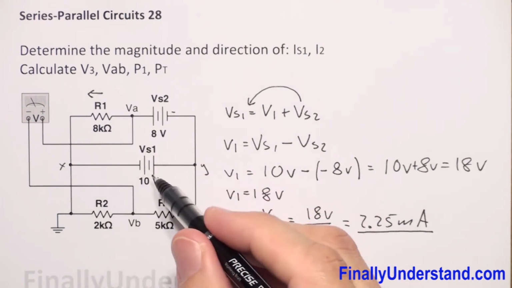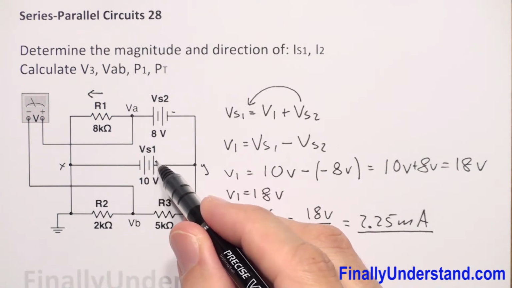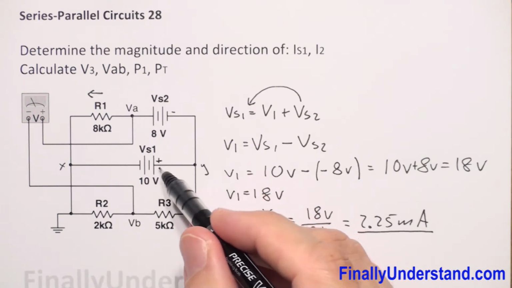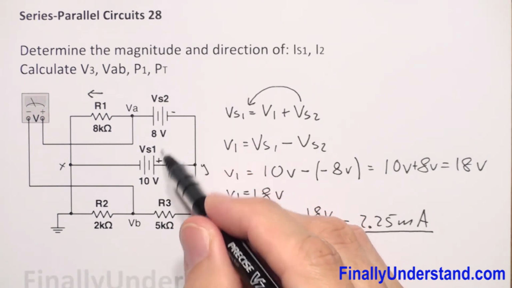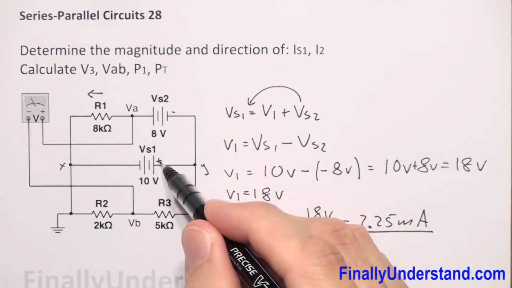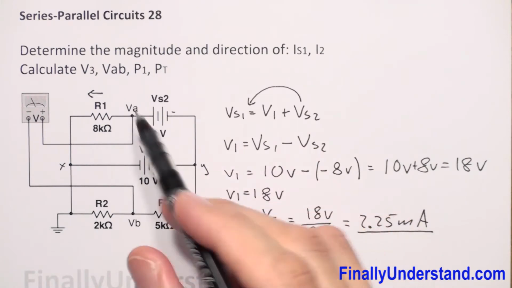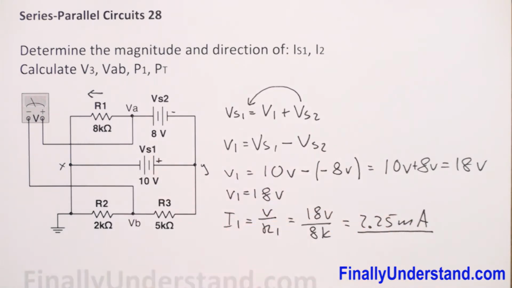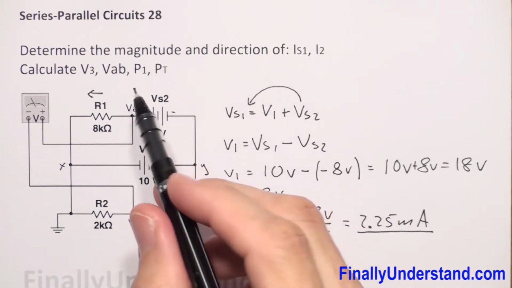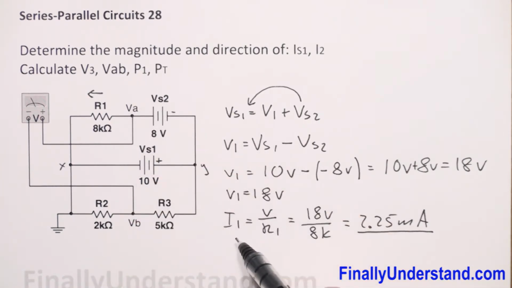By the way, this voltage source is connected with this one by opposite terminals, so positive goes to negative. That's why we're supposed to add these two voltages, and we are going to get over here 18. So we've found I1. Next, we can find P1, because if we have I1, we can simply find P1.